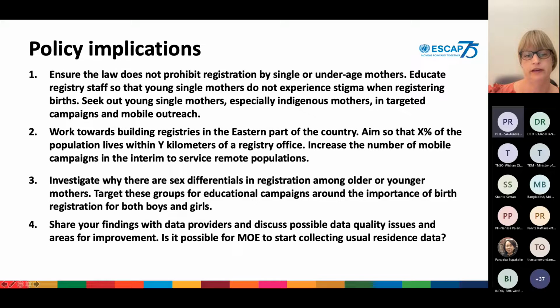We want to investigate why we might see sex differentials in registration among older and younger mothers, and then target these groups for educational campaigns around the importance of registering both male and female births.